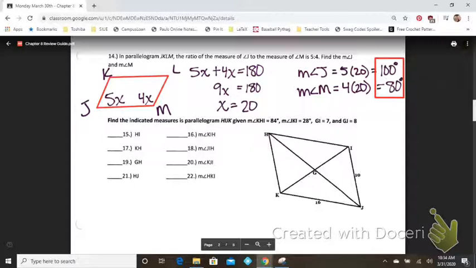All right, last set of problems for this video. We have another parallelogram. We are given some information about it, so let's try to label that before we get to the questions. Angle KHI is the big angle up here, and that measures 84 degrees, so this whole angle is that 84. The measure of angle JKI is this little angle right here, is 28 degrees.